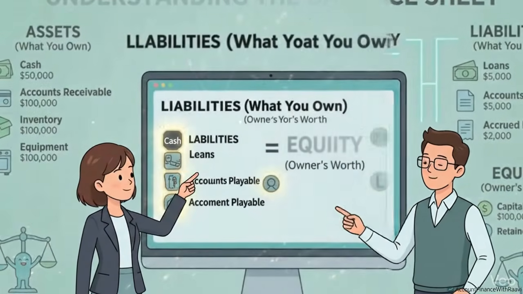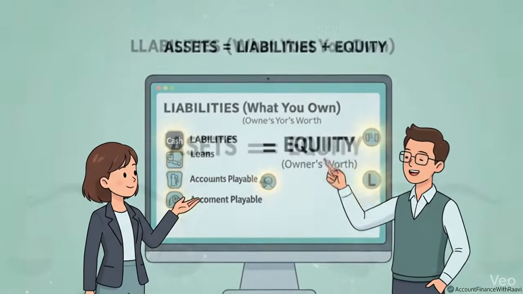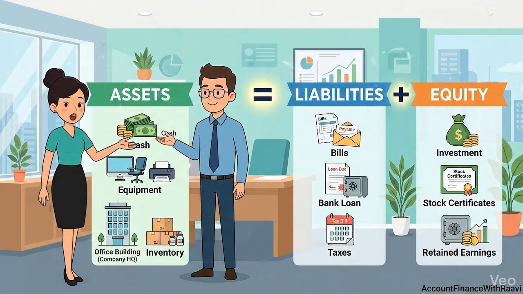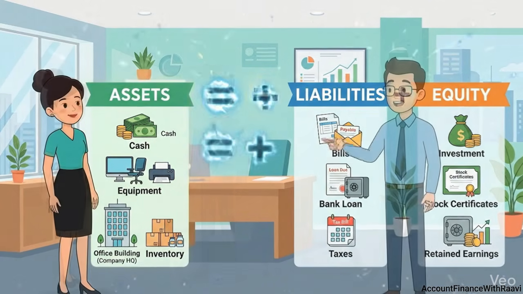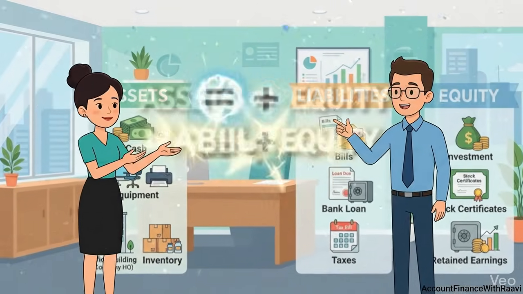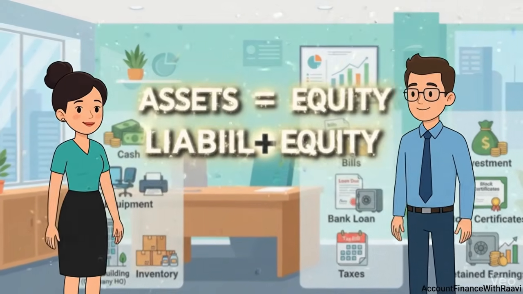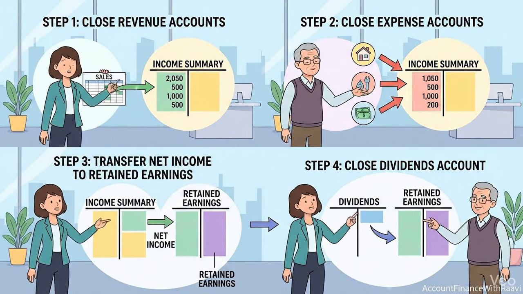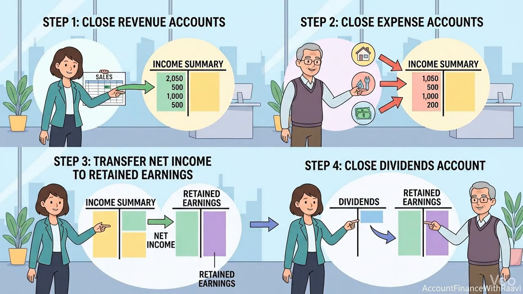The balance sheet shows what the business owns and owes. Everything follows one rule. Assets equal liabilities plus equity. At the end, we close temporary accounts to prepare for the next period.